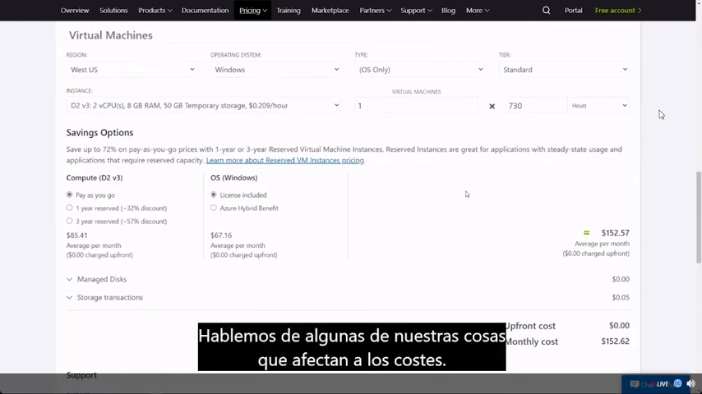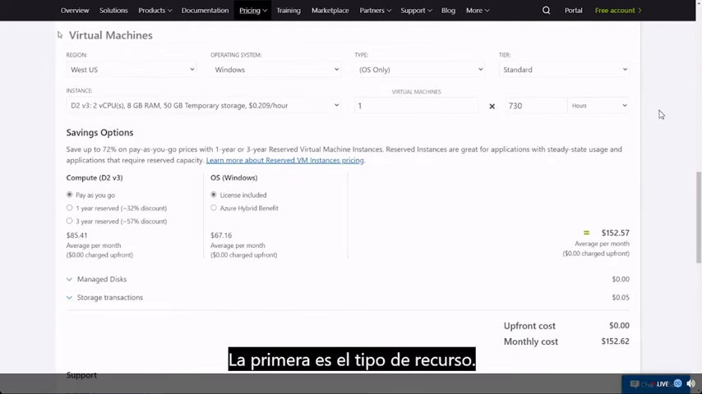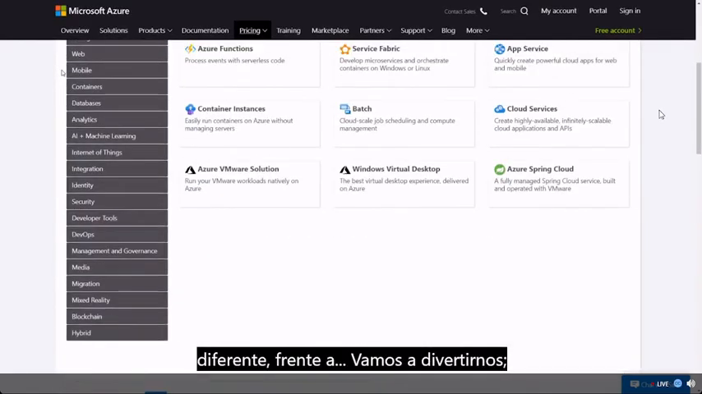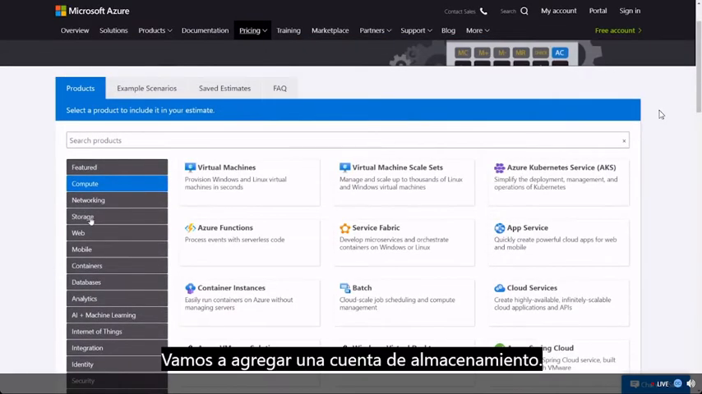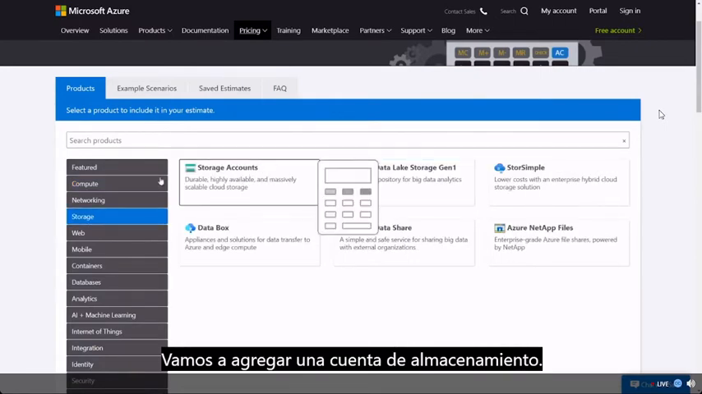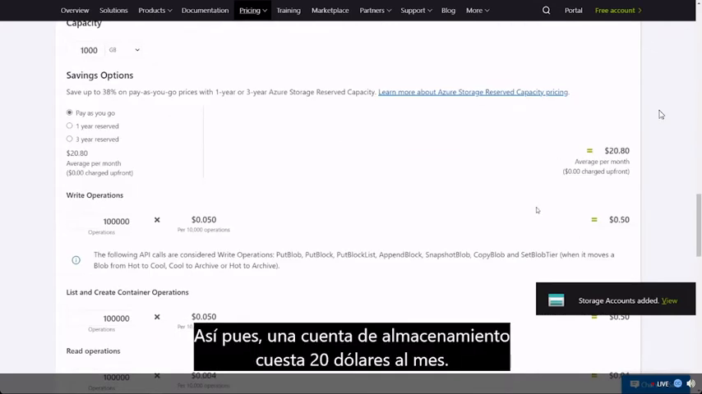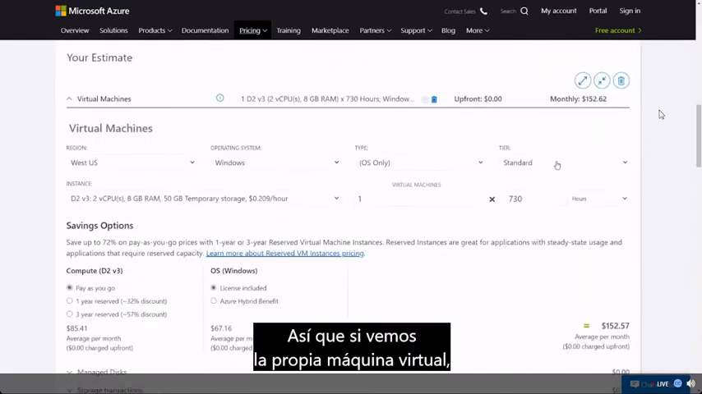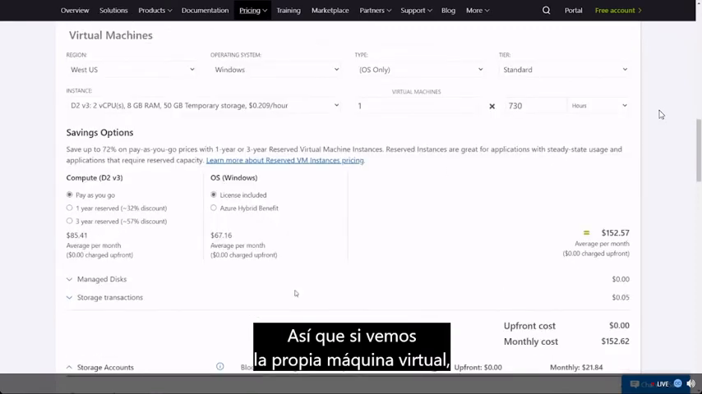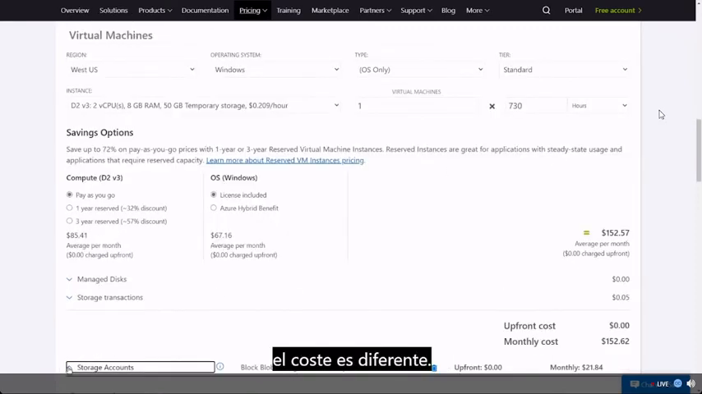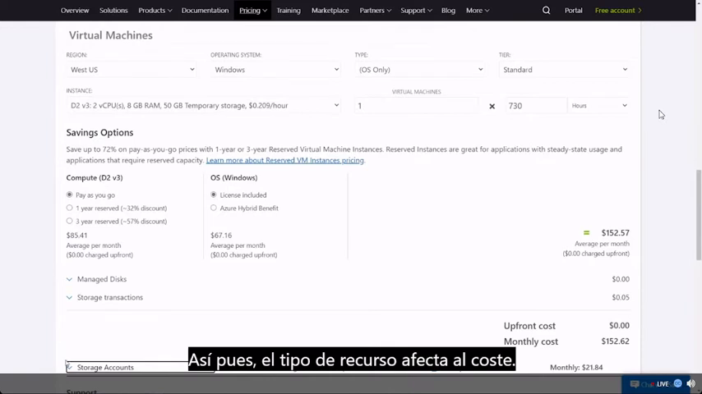Let's talk about some of the things that impact costs. So the first one, resource type. Virtual machines have a different cost versus, just for giggles, let's add a storage account. And so this is going to add it to the same estimate. So a storage account costs $20 a month. So just by looking at the virtual machine itself, there's a different cost. So resource types impact cost.